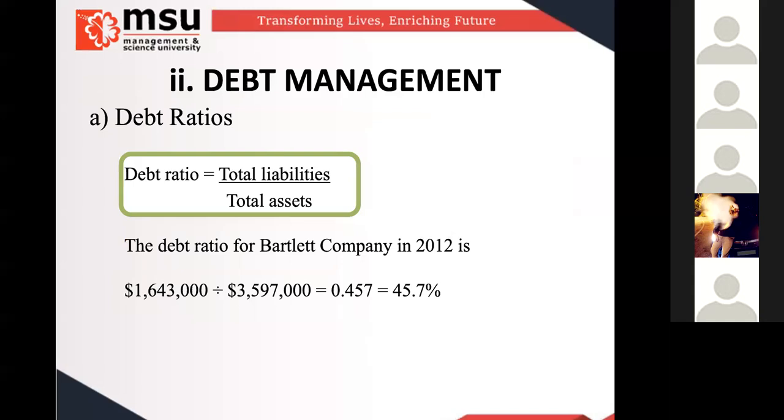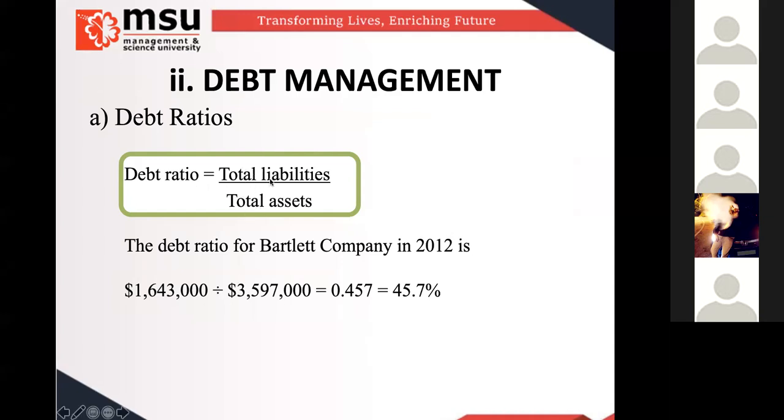The third one is debt management. So in debt management, we want to see the debt level of the company. So the first one is debt ratio. The debt ratio is the debt level of the company.